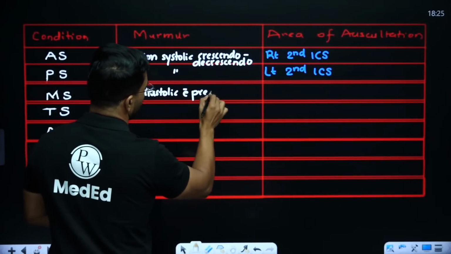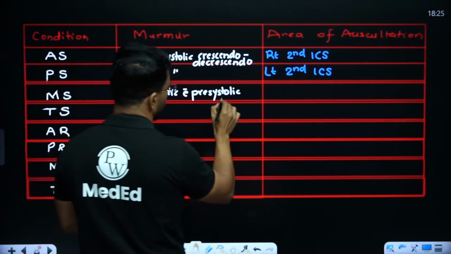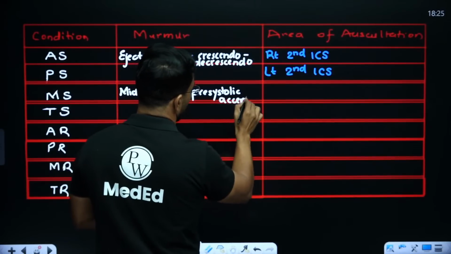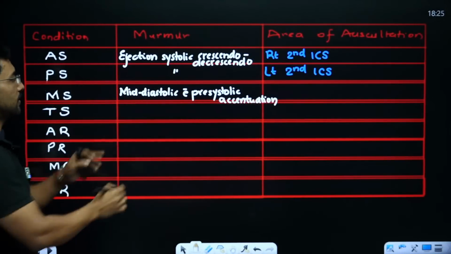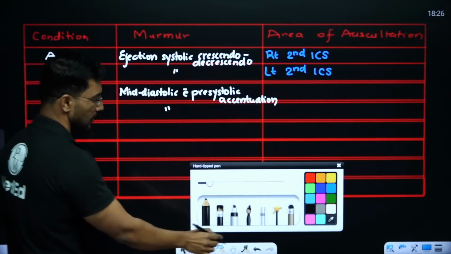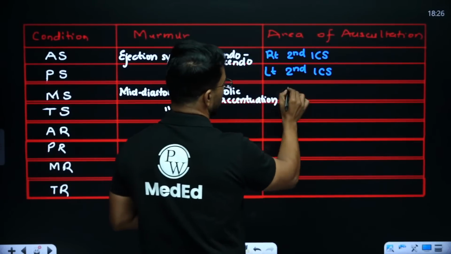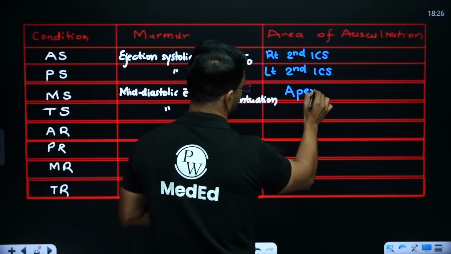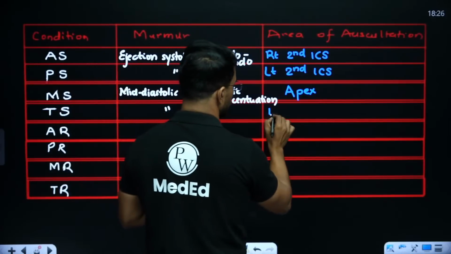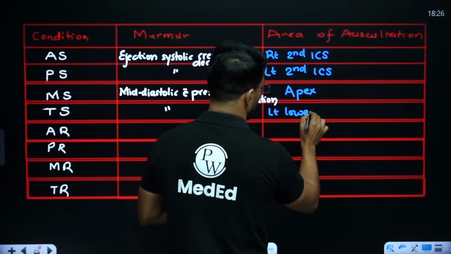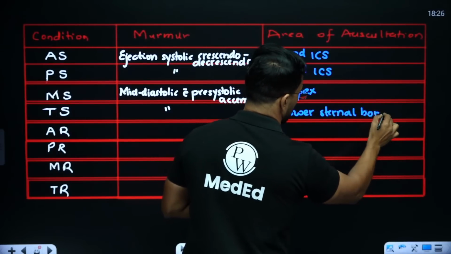What do I mean by pre-systolic accentuation? The murmur intensity increases towards the end of the diastole. And in tricuspid stenosis, I am going to get the exact same murmur. Then what is the difference? The mitral stenosis murmur will be heard loudest in the mitral area, which is at the apex. And in tricuspid stenosis, the murmur will be heard loudest in the tricuspid area, which is the left lower sternal border.